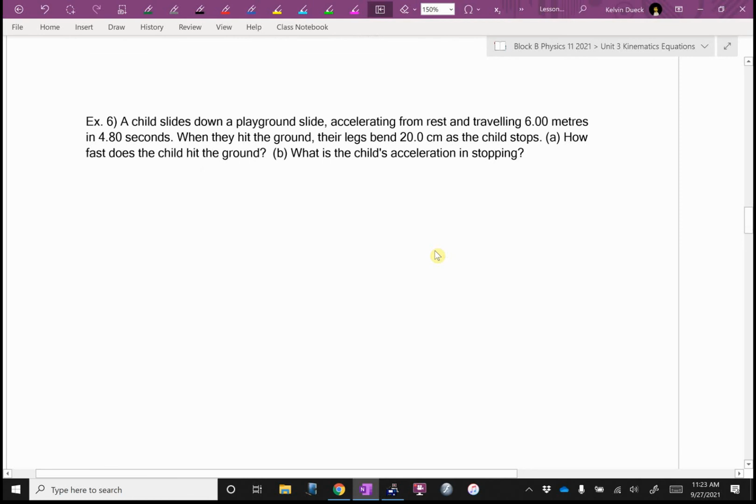Example 6, playgrounds. Here's another application. A child slides down a playground slide, accelerating from rest. I probably underlined the phrase from rest. And traveling 6 meters in 4.8 seconds. When they hit the ground, their legs bend 20 centimeters. 20 what? Do I do physics with centimeters? I'll have to do a conversion. As the child stops. A, how fast does the child hit the ground? B, what is the child's acceleration in stopping?